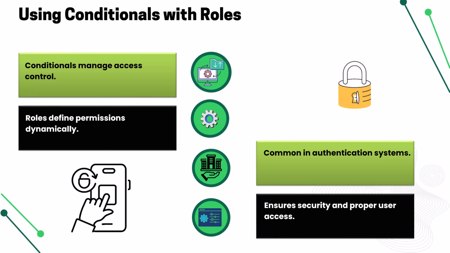Imagine a VIP club where your role decides your entry. Conditionals do that in code. They check if you're an admin or a user before granting access. This logic is crucial in authentication systems, ensuring that only authorized users get in. Like a good bouncer, our code must be strict, no role, no entry.